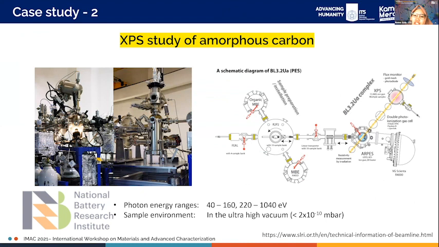And for this study, the measurement was performed using PES at beamline 3.2Ua at SLRI Thailand with a photon energy range between 40 and 1040 electron volts. And it required an ultra high vacuum sample environment, which is less than 2×10⁻¹⁰ millibar.